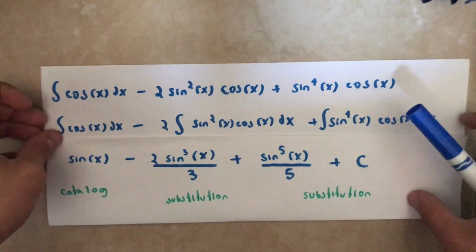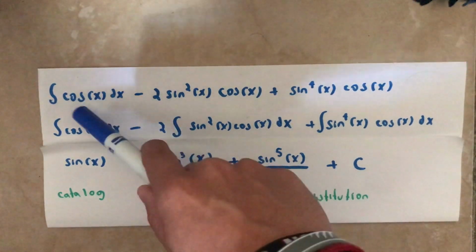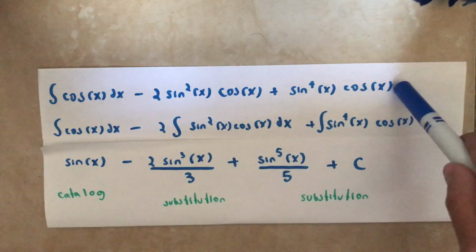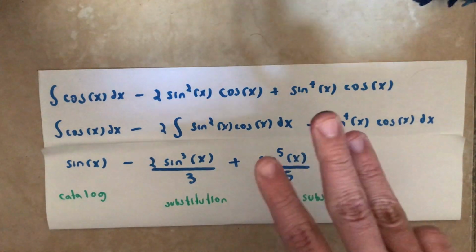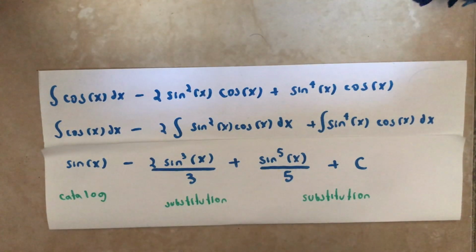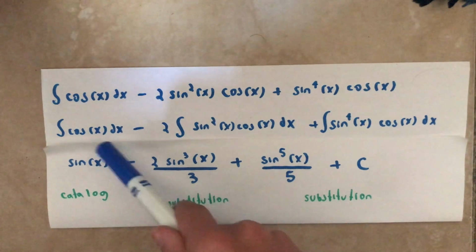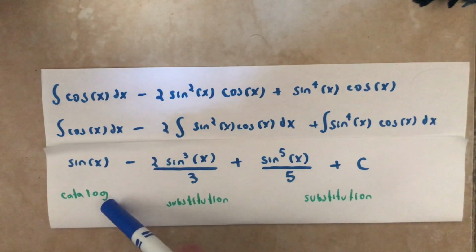After we multiply the factors between them, we have a big equation that we need to separate into 3 different integrals. These 3, we will have to resolve in different ways. The first one, we can solve it directly from the catalog. The integral of cos is sine.